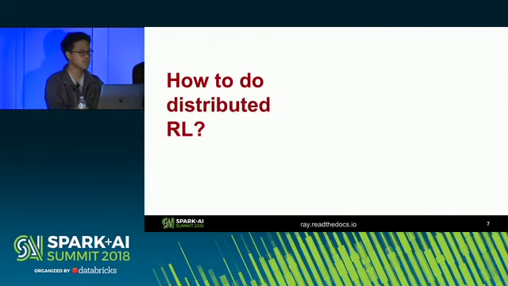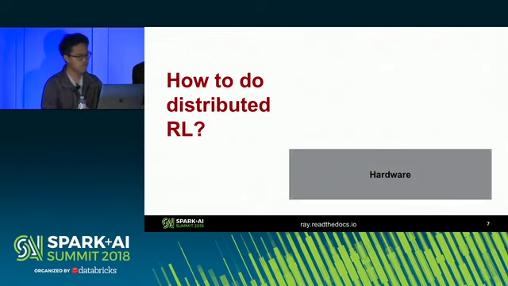And a natural question for you now is, how do we do this? What would you need to do this by yourself? So there's three components. First is hardware. And you might typically use CPUs or perhaps even GPUs if you want to accelerate your training.